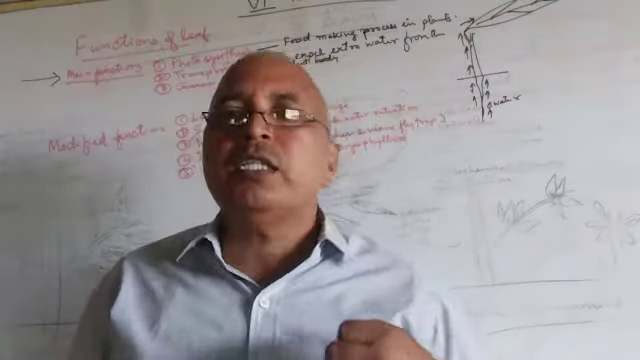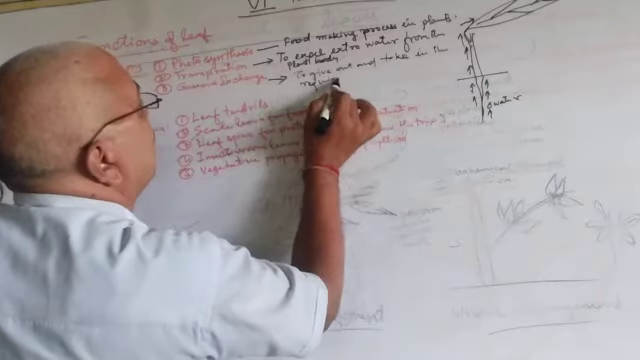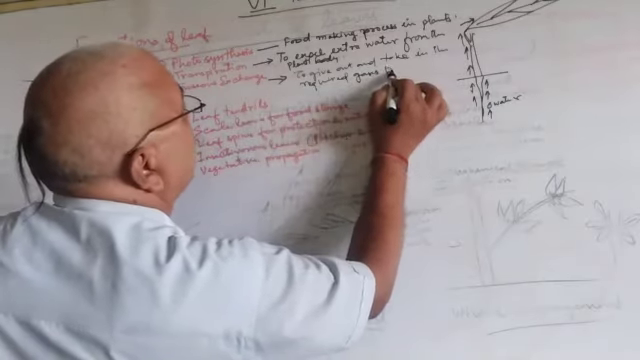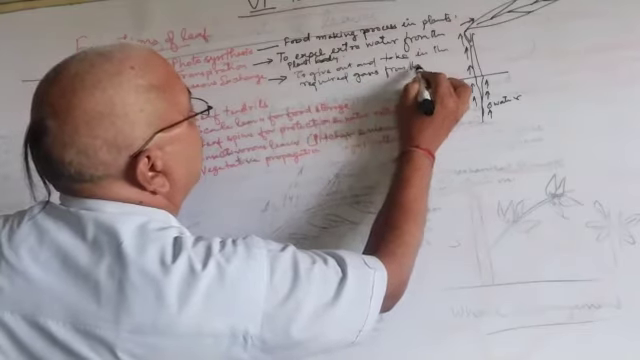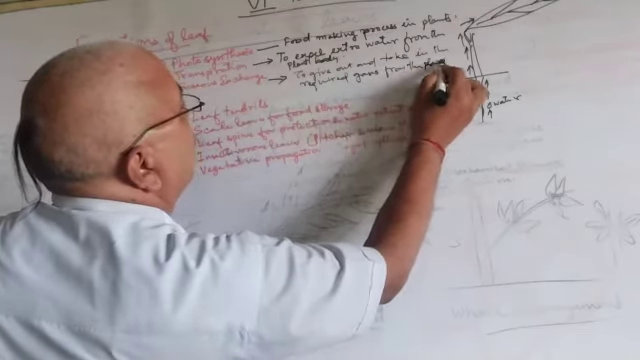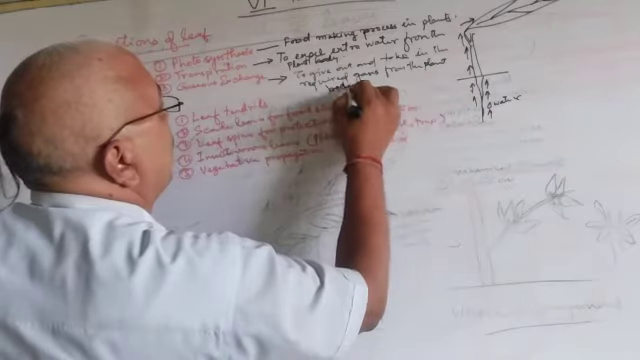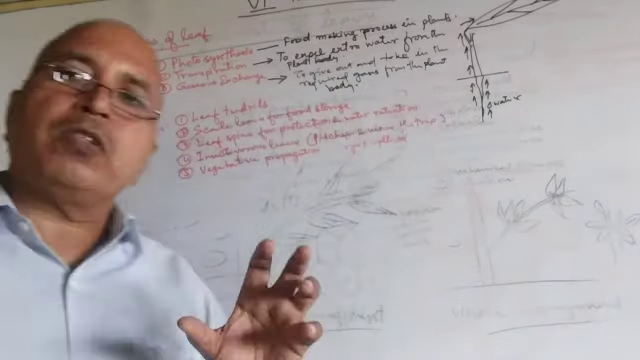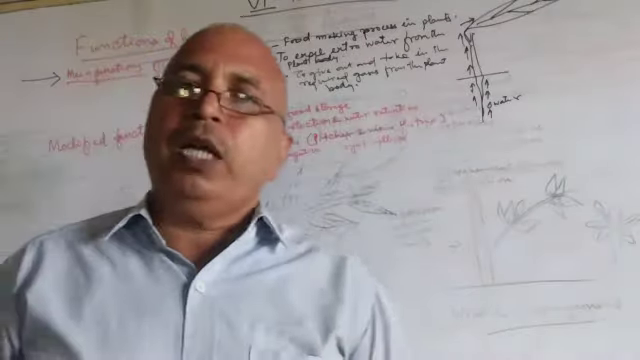Means to give out and take in the required gases from the plant body. Is that clear to all of you? So these are the three main functions of the leaf, right?